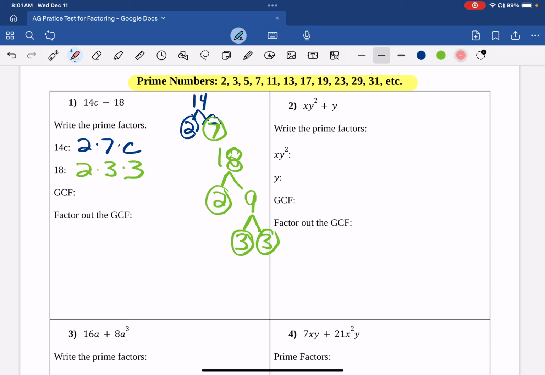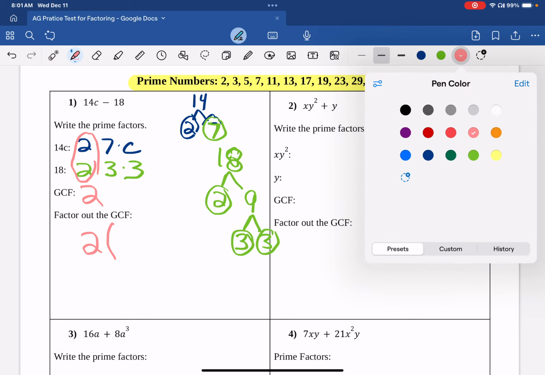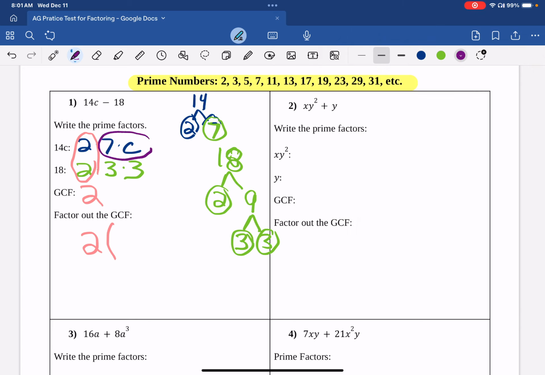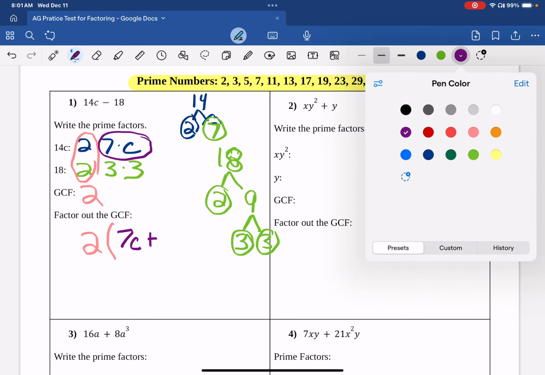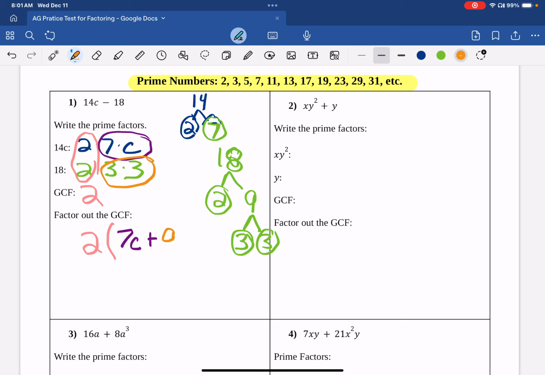Then we need to find the greatest common factor. So we circle the factors that they have in common. They only have one factor in common, which is a 2. So we write that next to GCF. And then it says factor out the GCF, or the greatest common factor. So we put the 2 out front. And then we put the leftovers in parentheses. So we have a leftover 7c. And then we have a leftover 3 times 3, which is 9. So our answer is 2 times 7c plus 9.